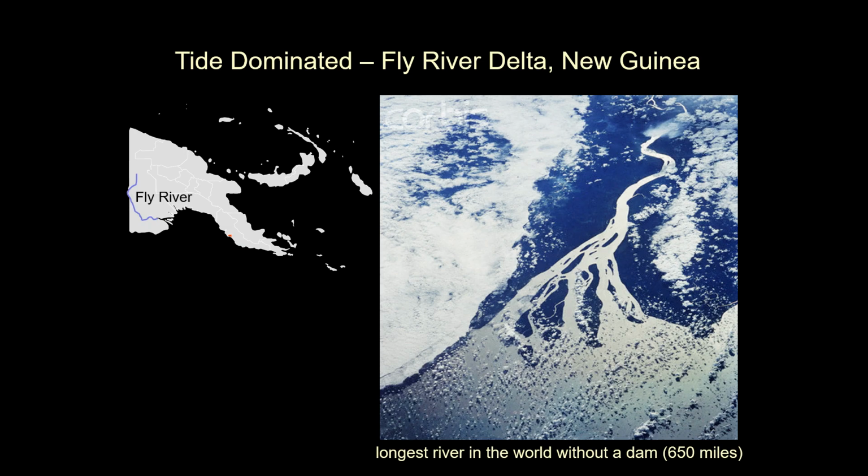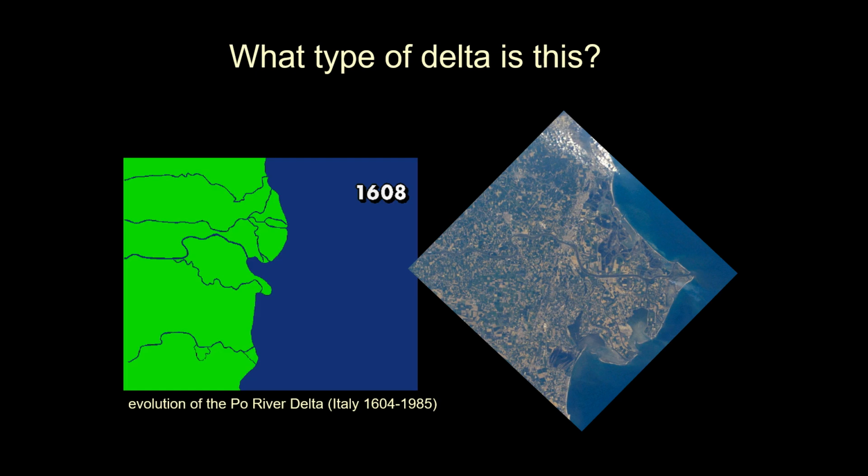We threw on one more here. This happens to be the longest river in the world that doesn't have any type of impoundment, any type of dam, and it's the Fly River in New Guinea. And I just thought I'd throw that on as well. So longest river without a dam, 650 miles, but a tide-dominated river there.